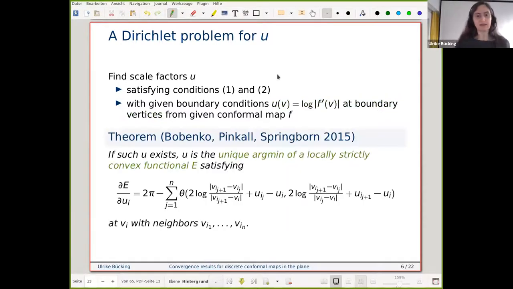The nice result is that Bücking, Ulrike, and Springbrenner observed that you can take this closing condition, and that it's just the gradient of some locally strictly convex functional. And therefore, we can in practice solve this problem by just plugging in the boundary conditions and searching for this U as minimizer of this functional. The problem is, on the other hand, that you don't know if such a U exists.